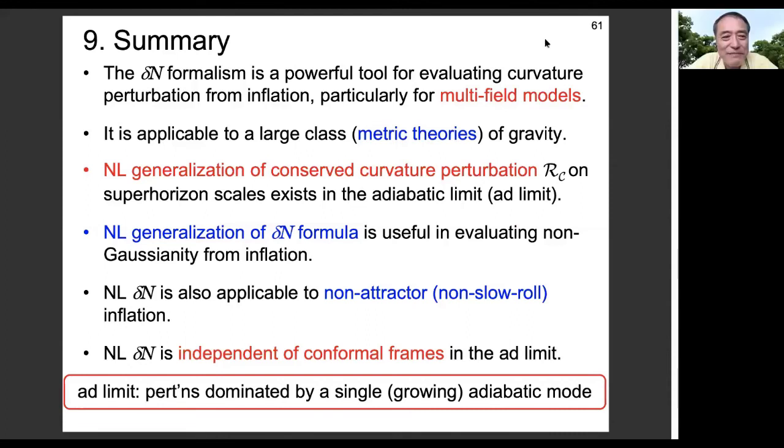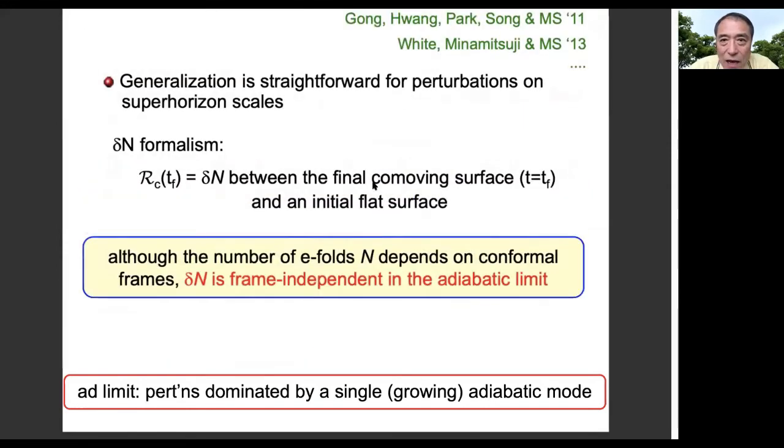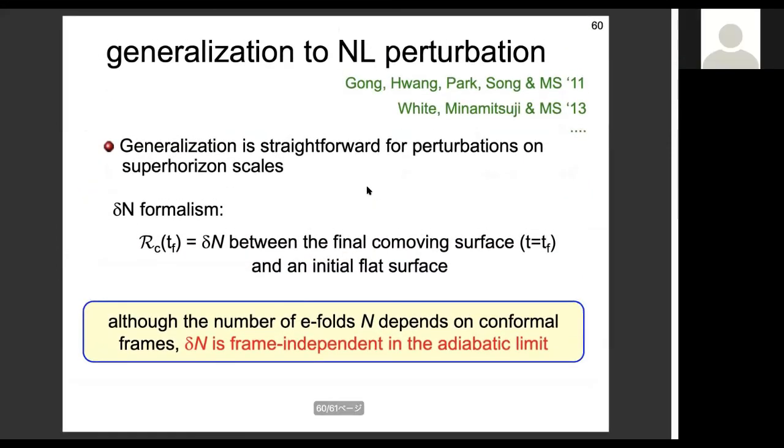Anything else? Can you emphasize or comment a little bit more on this adiabaticity in the third point? Why is this adiabatic condition so important?